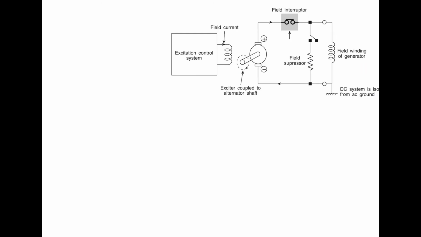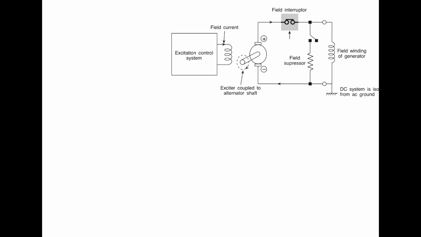Now the rotor of the generator houses a field winding, as you know, because there are many advantages of having the field winding on the rotor. A simple DC generator mounted on the turbo alternator shaft feeds that field, and the DC system is kept floating with respect to the AC ground, that is, neither the positive nor the negative terminal is grounded.